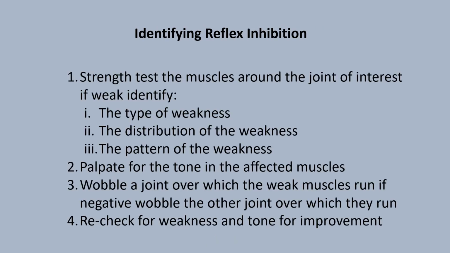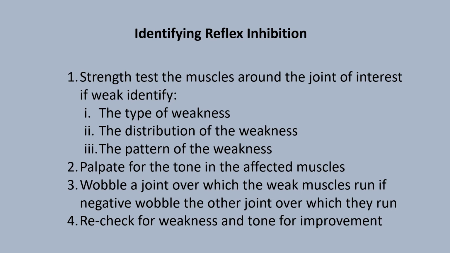Mainly, we are interested in reflex inhibition in order to identify possible etiologies for the condition that brought the patient in to see us in the first place. For example, weakness of muscle may lead to tendinopathy, reduced tone to increases in the neutral zone both in the spine and periphery. To identify reflex inhibition, I would suggest the following steps. Test the muscles around the joint of interest for breaking weakness, then test them for hypotonicity. Establish the distribution of the weakness and how it is patterned. These steps will establish the presence of reflex inhibition.